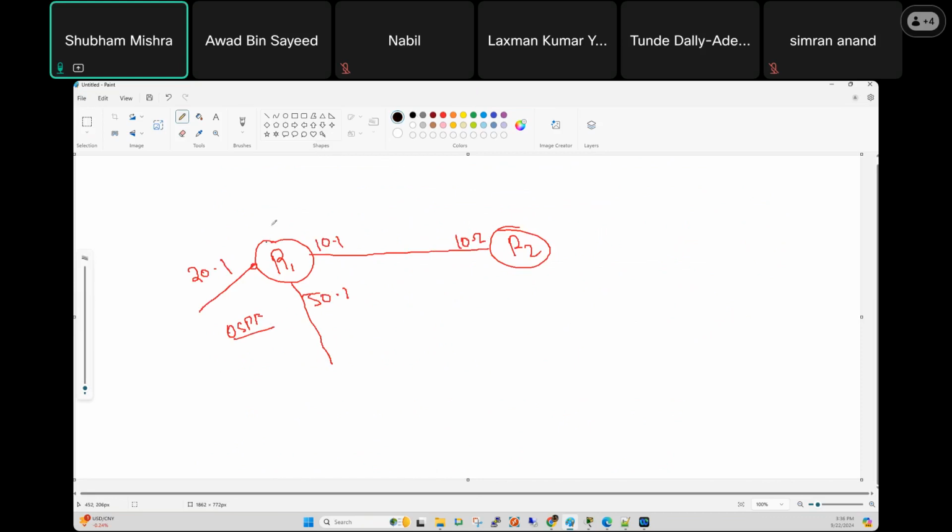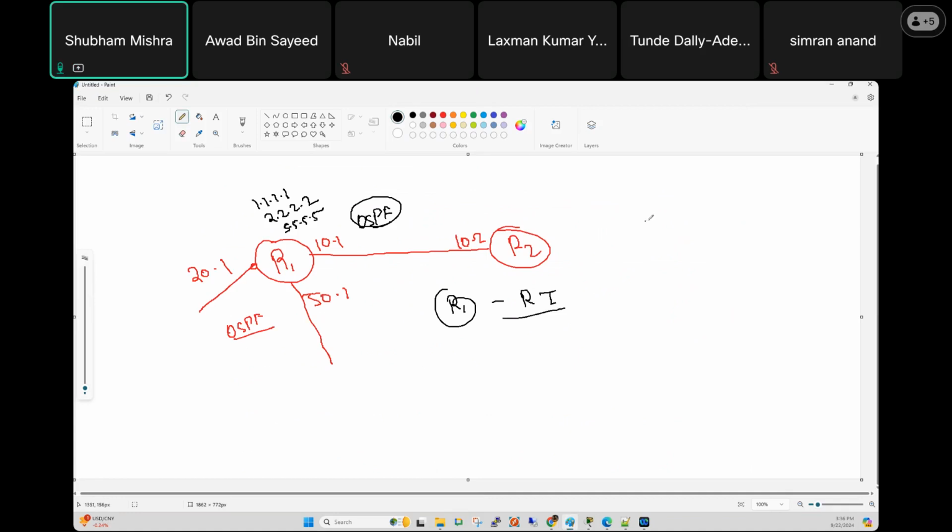On router number 1, I configured some loopbacks: 1.1.1.1, 2.2.2.2, up to 5.5.5.5. Done, everyone. Anyone have any question? Tell me. Understand? Now see, when you configure OSPF on R1, how will R1 choose the router ID?